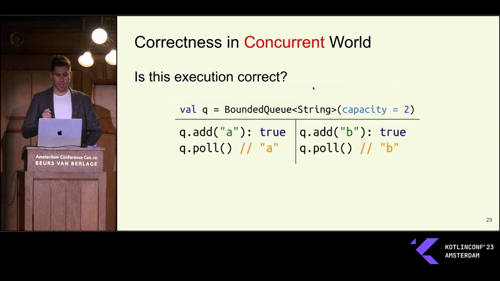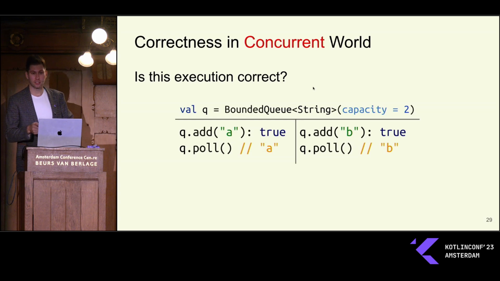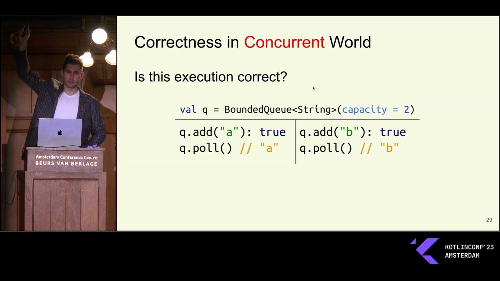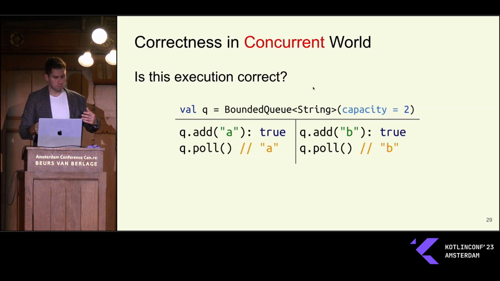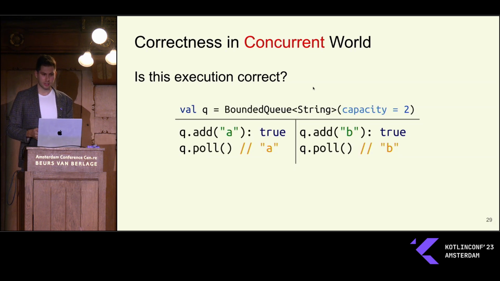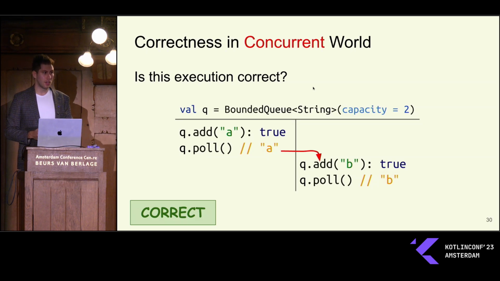For example, this one. So here we have a bounded queue of capacity 2 and 2 threads. In the first thread, we add A and then extract A. In the second thread, we add B and extract B. Is this execution correct? Who thinks that it's correct? Is it linearizable? Can we find some sequential history that explains these results? Yes, we can. We can say that first we added A and extracted A. After that, the execution switched just to the second thread. And we added B and extracted B. So we explained the results with some sequential execution.